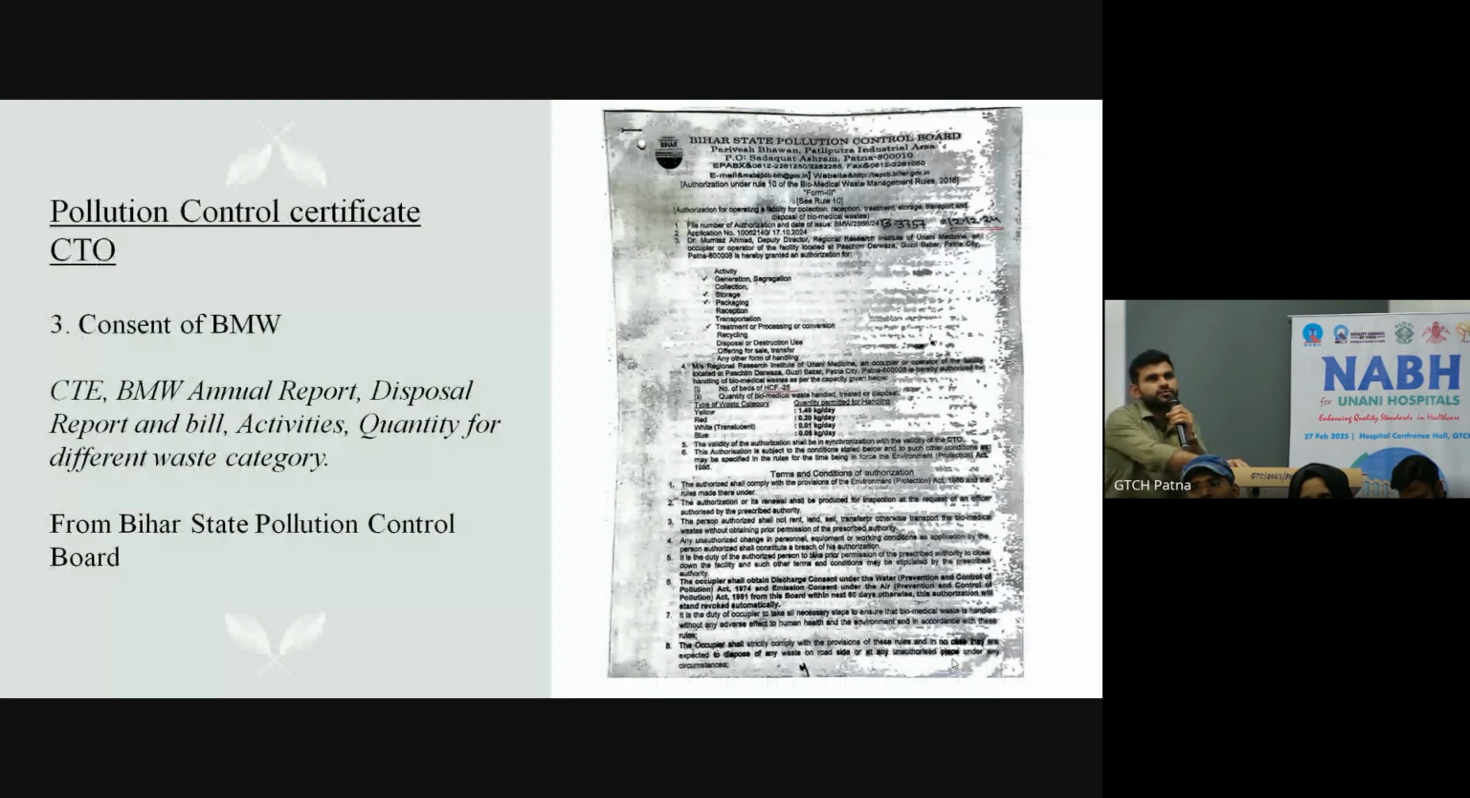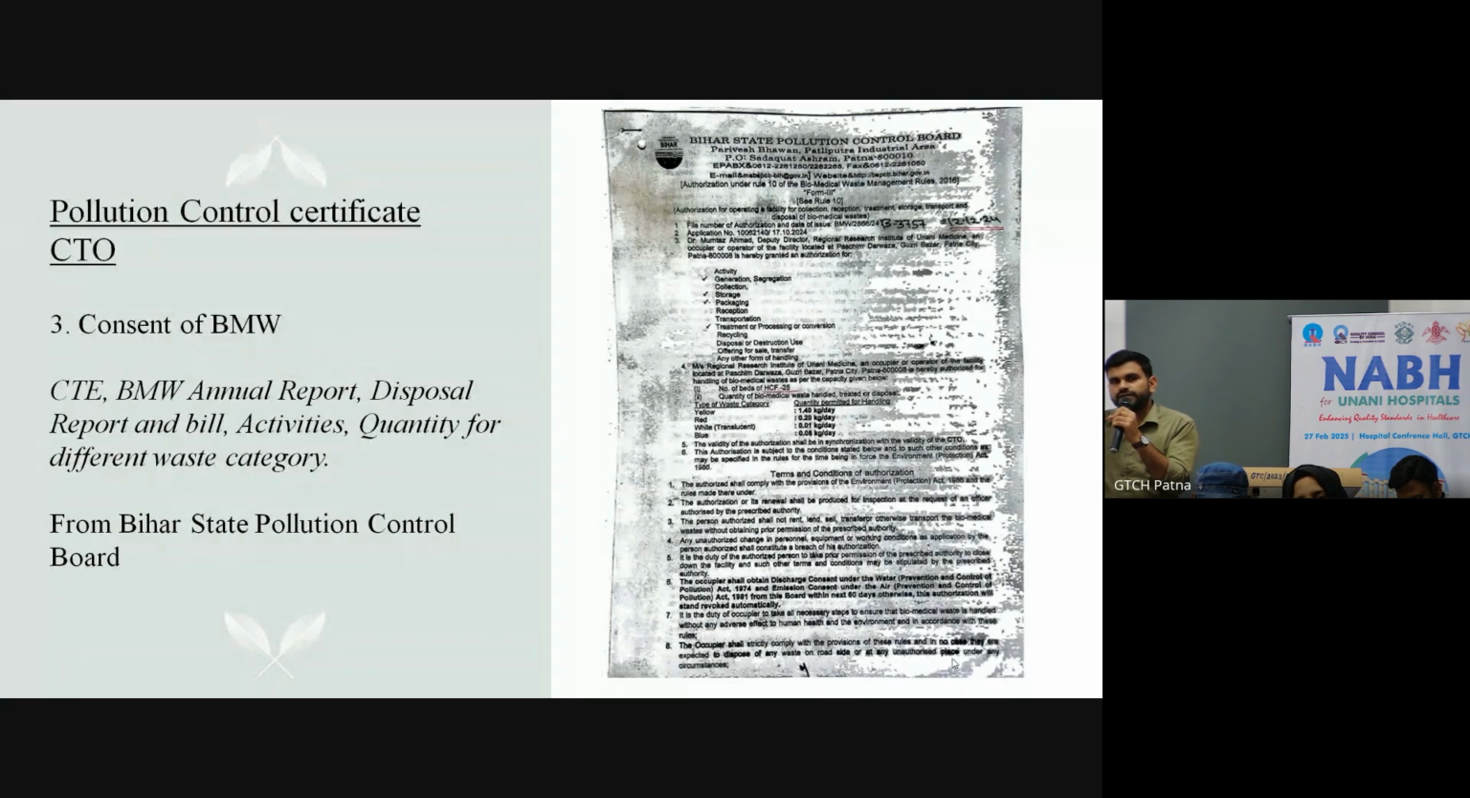Next is the pollution control board CTO. Before obtaining CTO, we have to obtain the consent for biomedical waste also. And before getting that biomedical waste consent, we need these documents again: CTE registration, BMW annual report. This is highly required. When you are applying for fresh registration, that won't be required, because you have just established your healthcare organization. After establishing it, after 1 year of getting CTE or 1 year of continuously operating that hospital, it will be needed that the biomedical waste annual report is there or not.